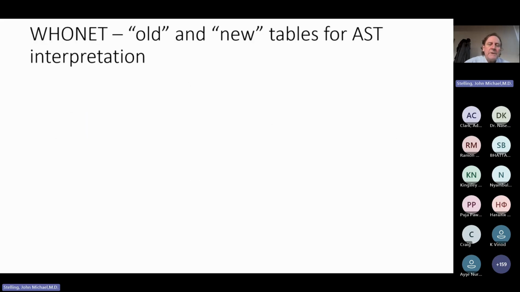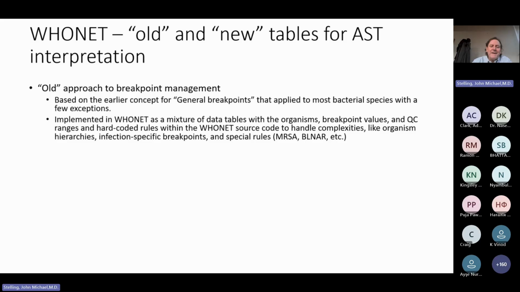Make some comment. WHONET has our old way of doing things and then the new way. I created the old way myself 30 plus years ago. And at that time, for anybody that old, there were these things called the general breakpoints. At that time, it was known as NCCLS, the National Committee for Clinical Laboratory Standards. And in Europe, before UCAST, the breakpoints were on one long piece of paper. All the breakpoints were on one page, and there were a couple of exceptions for strep pneumonia and Pseudomonas. Besides that, everything was a general breakpoint.